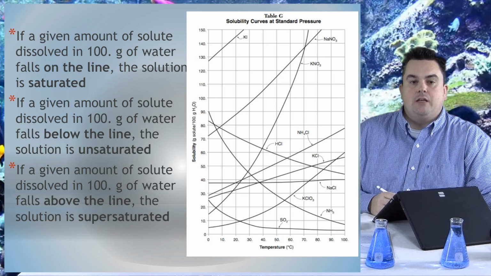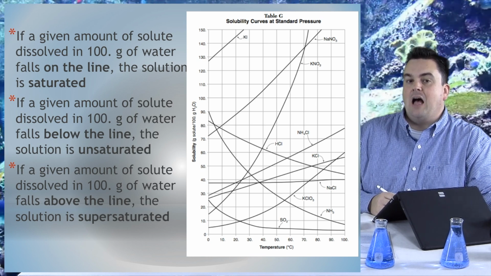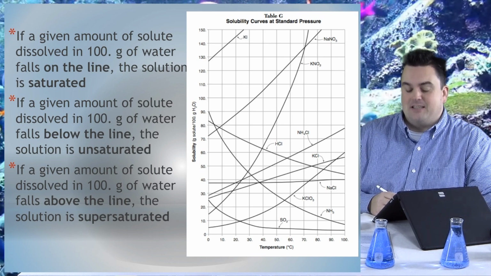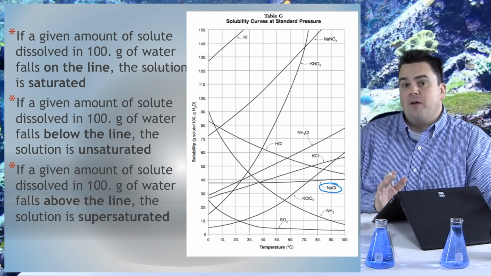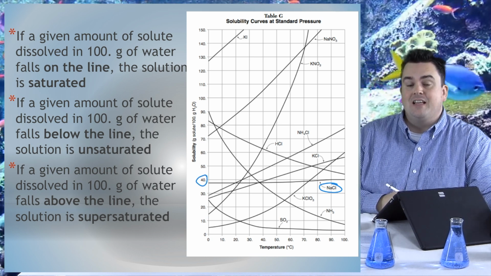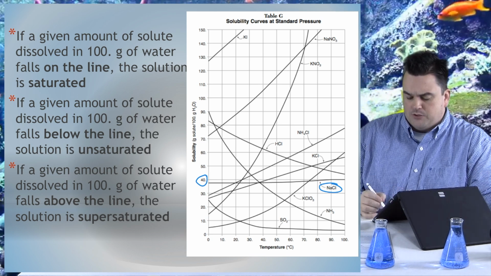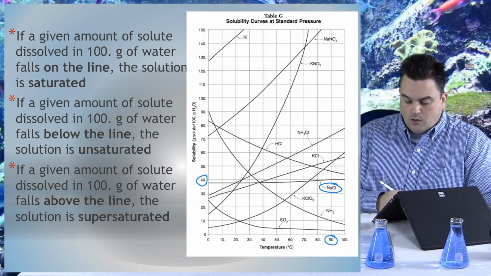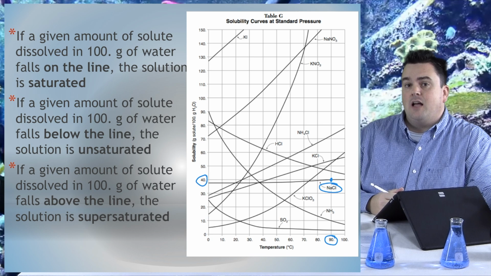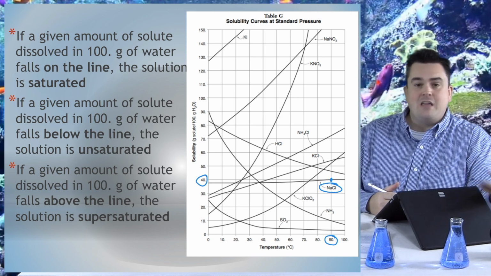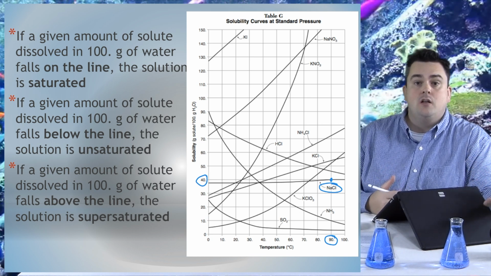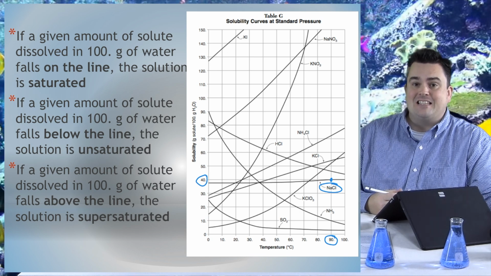If a given amount of solute dissolved in 100 grams of water falls on the line, the solution is saturated. So taking a look at table G, we're going to look at NaCl, and that's right down here. If we have 40 grams of solute, NaCl, on my y-axis, dissolved in it, and we say 90 degrees is our temperature down here on the x-axis, well, if I follow those two lines, I get this point right here, and that point is right on the line for NaCl. That means that we can't put any more NaCl. That line is the max. So if you remember, that's the definition of a saturated solution. So it's right on the line, it's saturated.